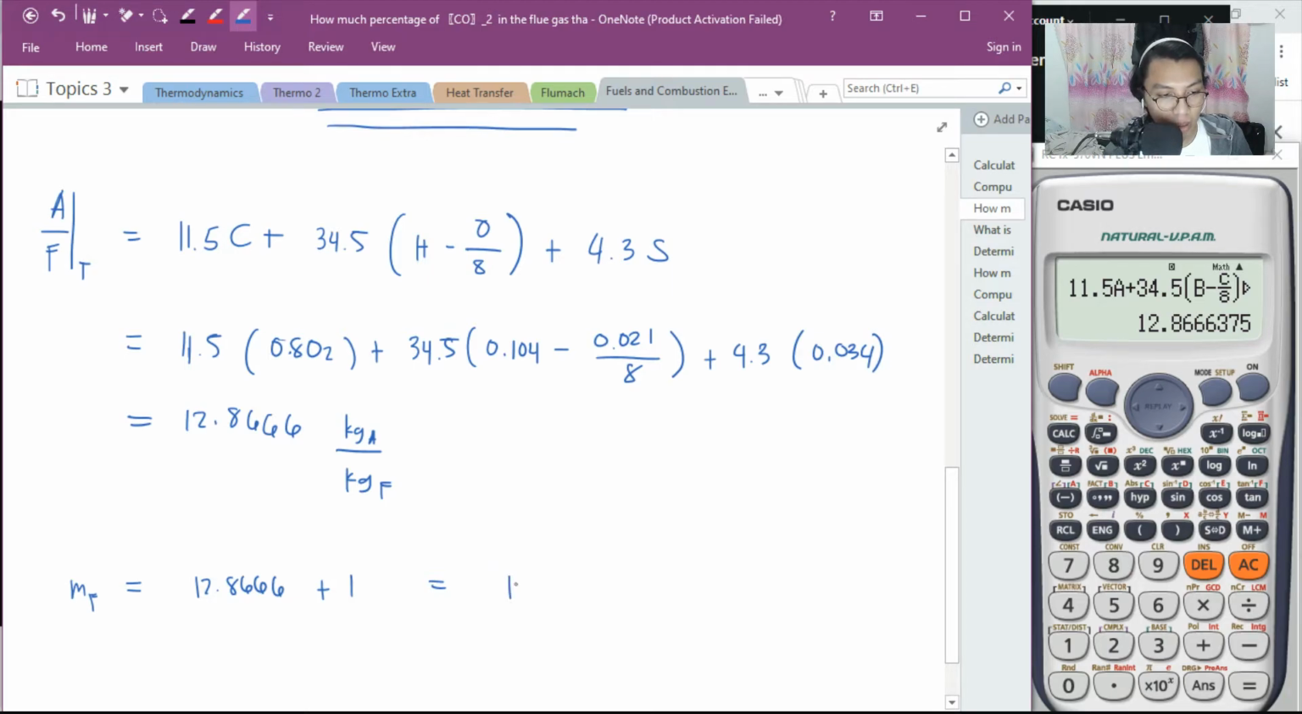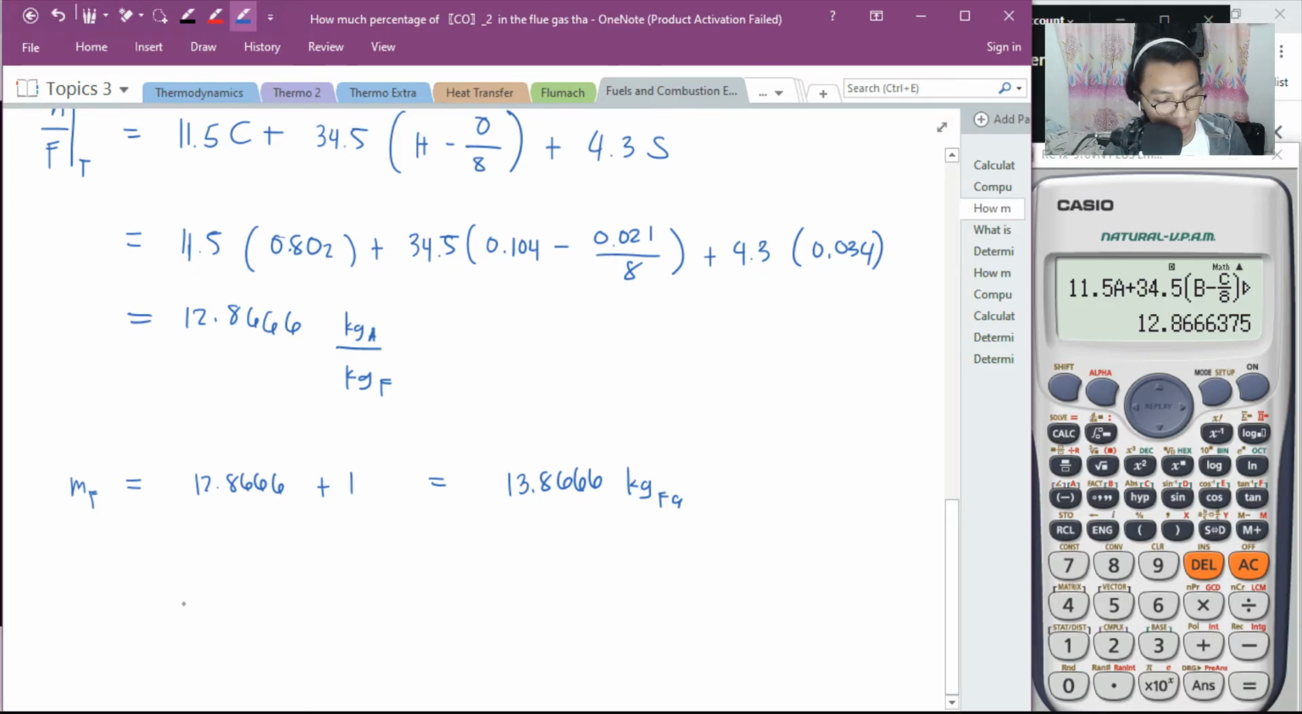Makuha mo na yung weight ng flue gas, theoretical to. That is 13.8666 kilogram ng flue gas. Tapos, hahanapin mo yung total weight niya na total mass. Yung mass ng total, kasama dyan yung mass ng flue gas plus yung mass ng SO2, plus yung mass ng H2O. Yung byproducts yan sinasabi ko. Plus impurities yung losses.